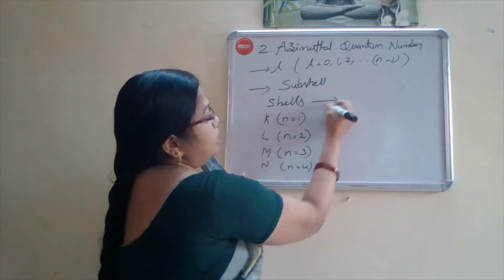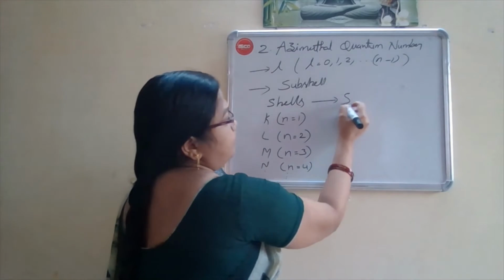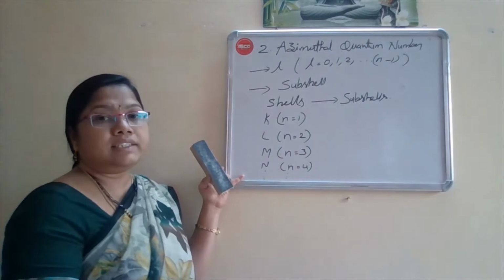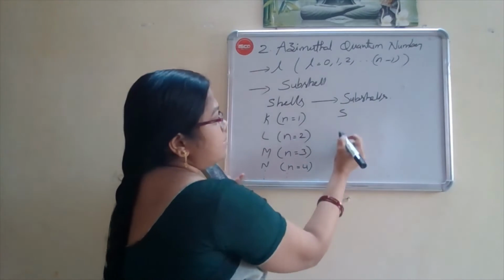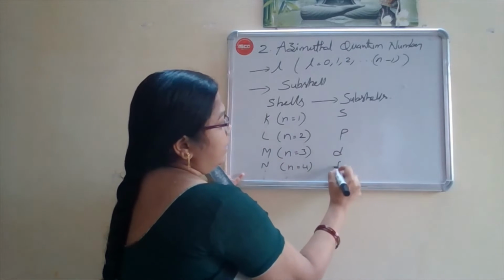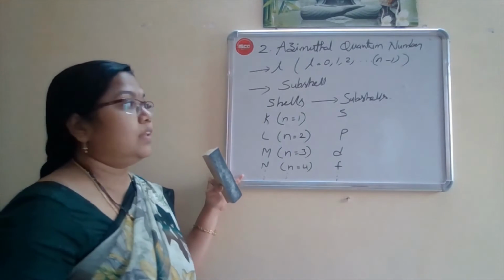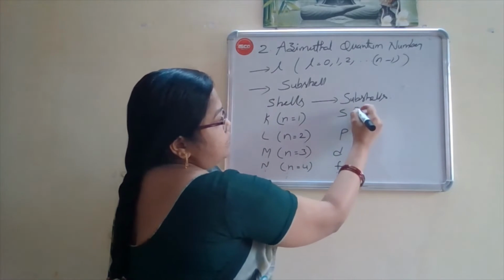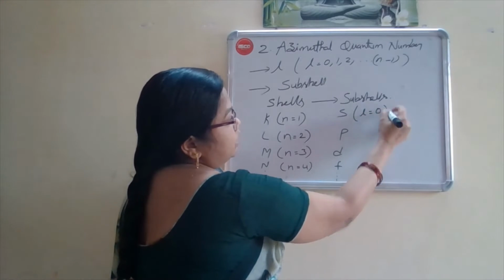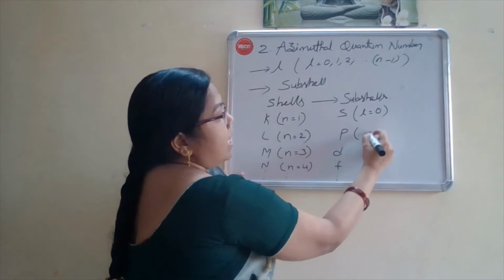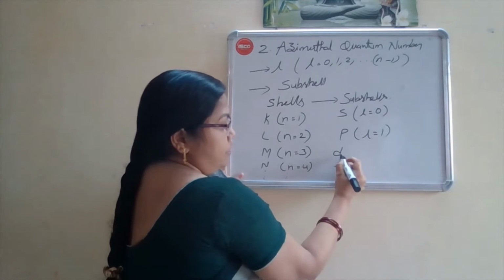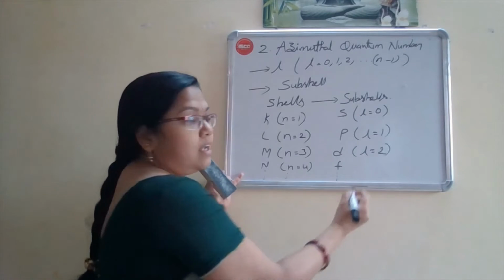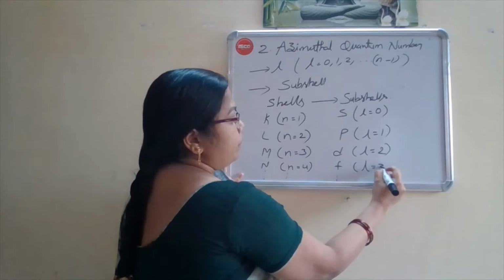These shells are subdivided into subshells. These are designated by letters s, p, d, f and so on. These subshells have an azimuthal quantum number. For s subshell, l equals 0. For p subshell, l equals 1. For d subshell, l equals 2. For f subshell, l equals 3.